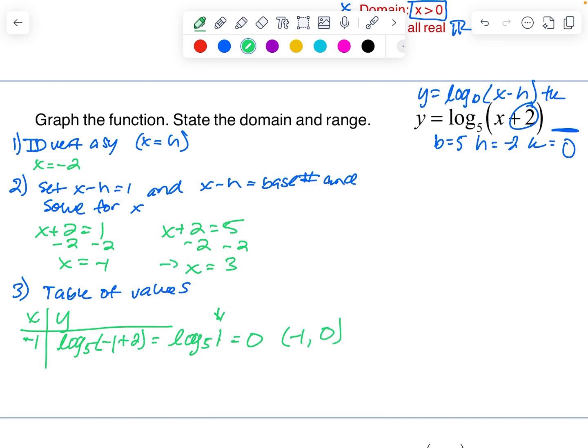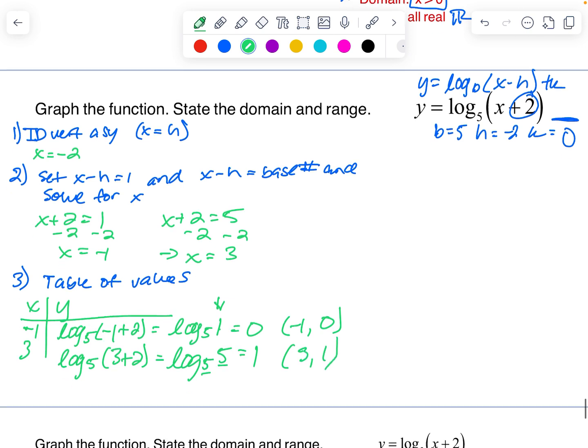Then I'm going to plug in x equals 3. So I'm going to have log base 5 of 3 plus 2, which is going to give me log base 5 of 5. Now we've got our special log rule where I've got a log base b of that same value of b. That's always going to evaluate to be 1. So we just found the point. I plugged in 3 for x, got out 1 for y.